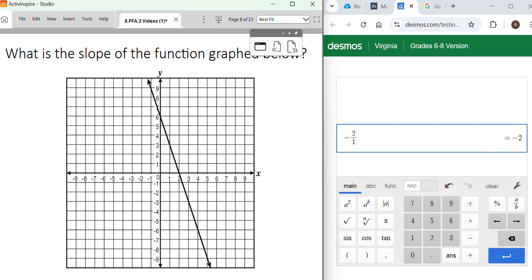Next, we're going to say, what is the slope of the function graphed below? I'm going to start at the y-intercept. It's right on a corner there. Then I'm going to follow the line down till I see another corner. Now let's count. If we're going down, it's negative. If we go up, it's positive. But it's either up and right or down and right. So down -1, -2, -3 over 1. And if we put that in the calculator, that gives us a -3 slope.